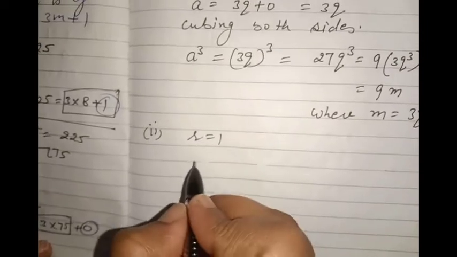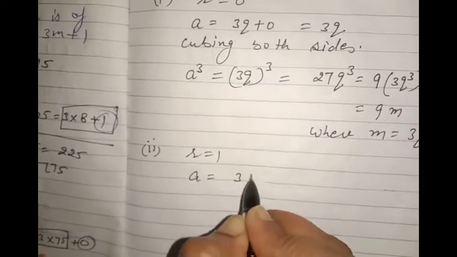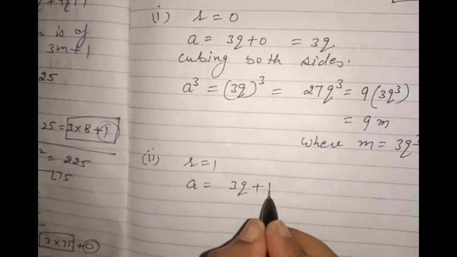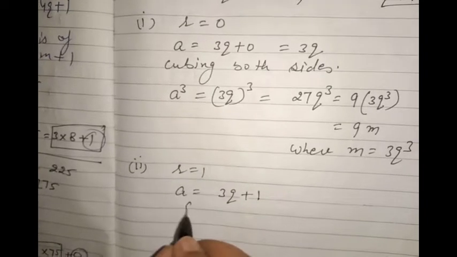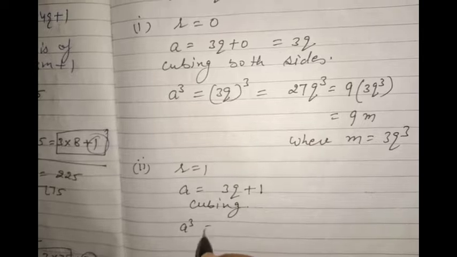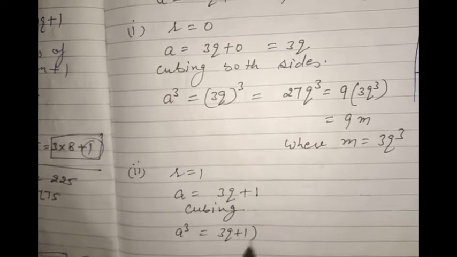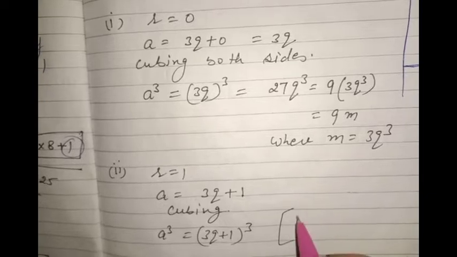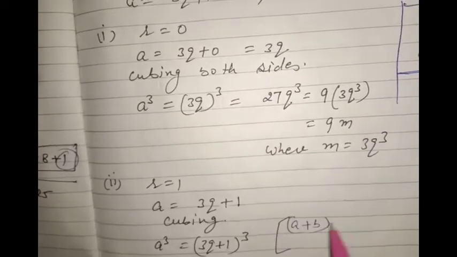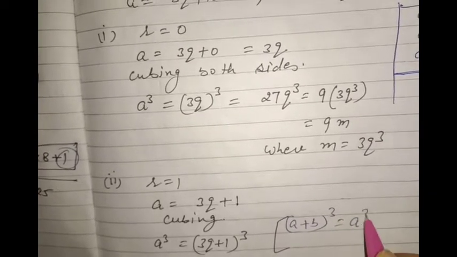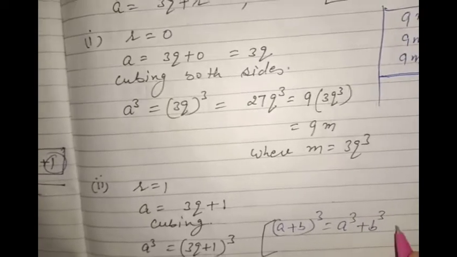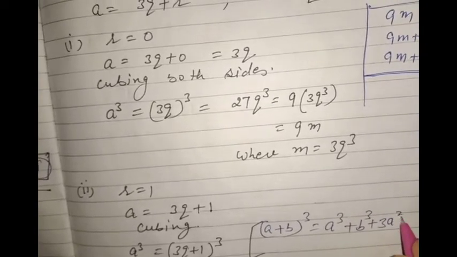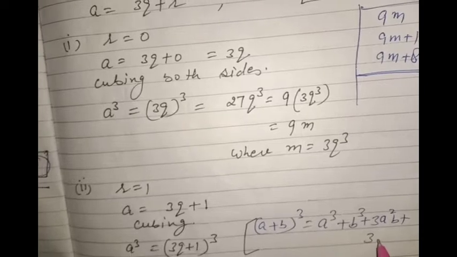R is equal to 1, so a is equal to 3q plus 1, because in place of r I have to take 1. Then again cubing. If I cube it, I will get a cube is equal to (3q plus 1) whole cube. So you should know the identity of cube, which says (a plus b) whole cube is equal to a cube plus b cube plus 3a square b plus 3ab square.